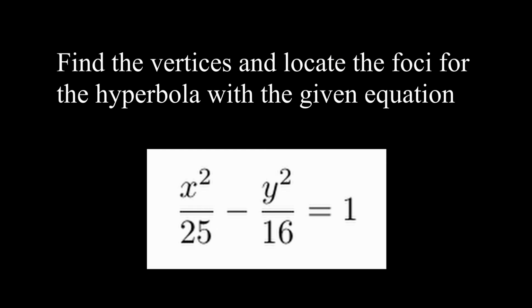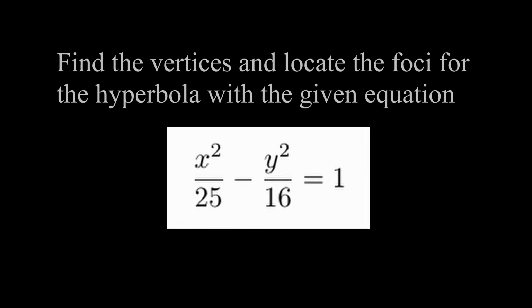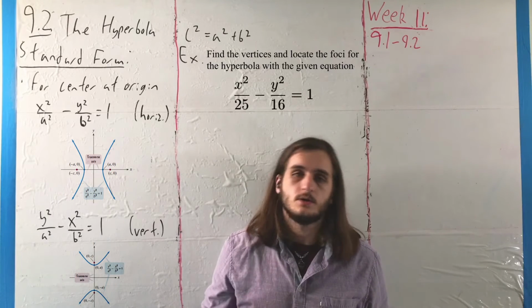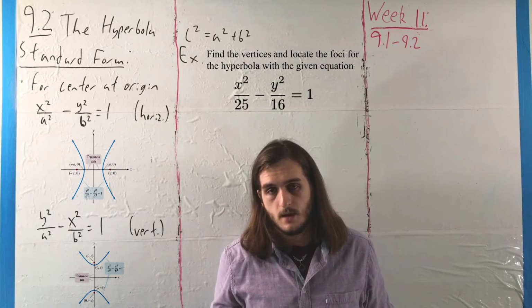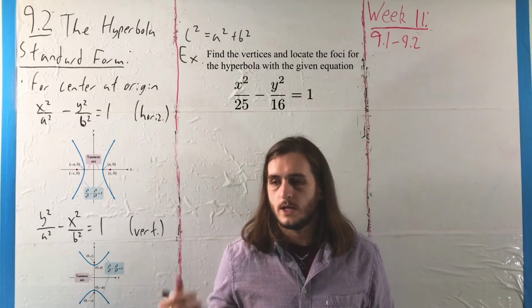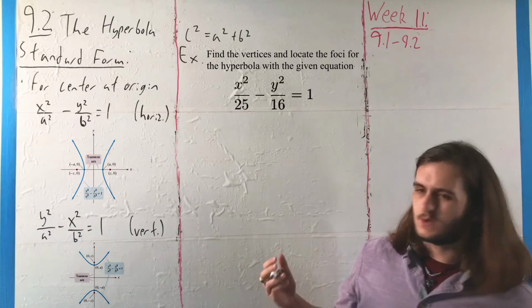So here we want to find the vertices and locate the foci for the hyperbola with the equation x squared over 25 minus y squared over 16 equals 1. When we're looking at these equations, determining the opening, either horizontally or vertically, can be seen as which of the two terms is written first.